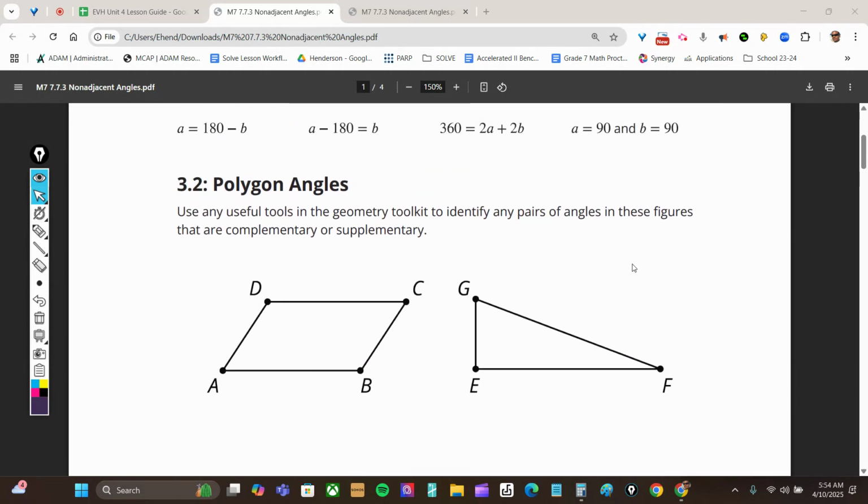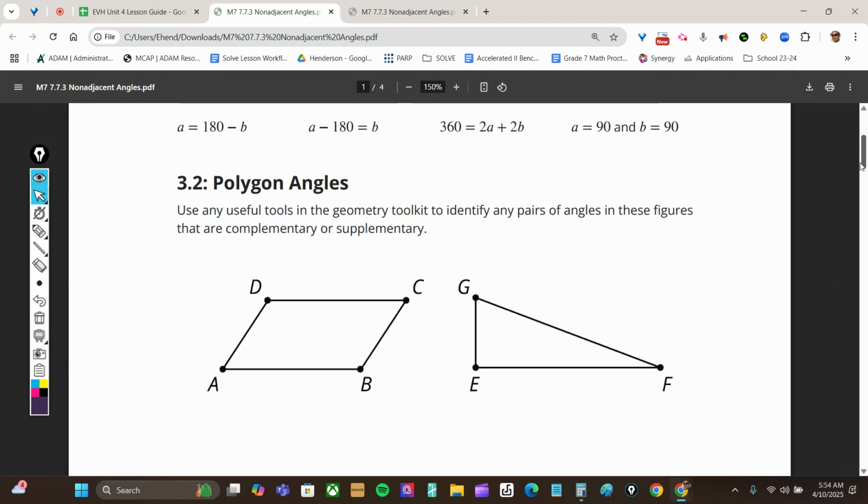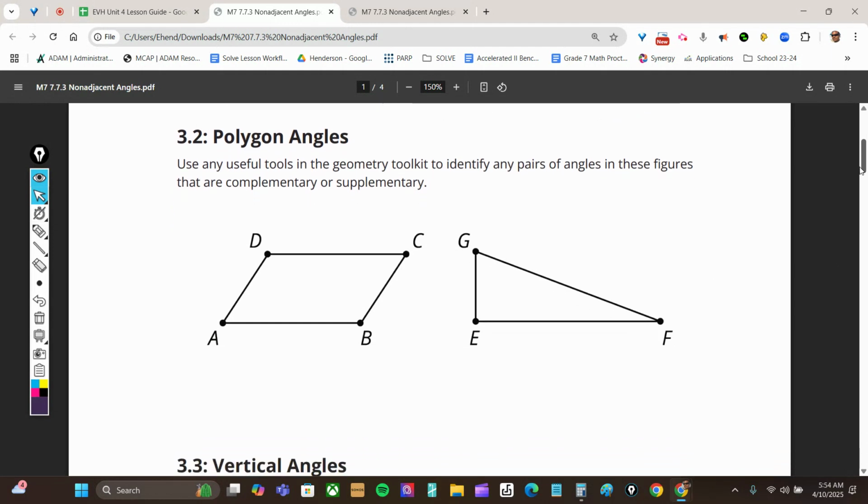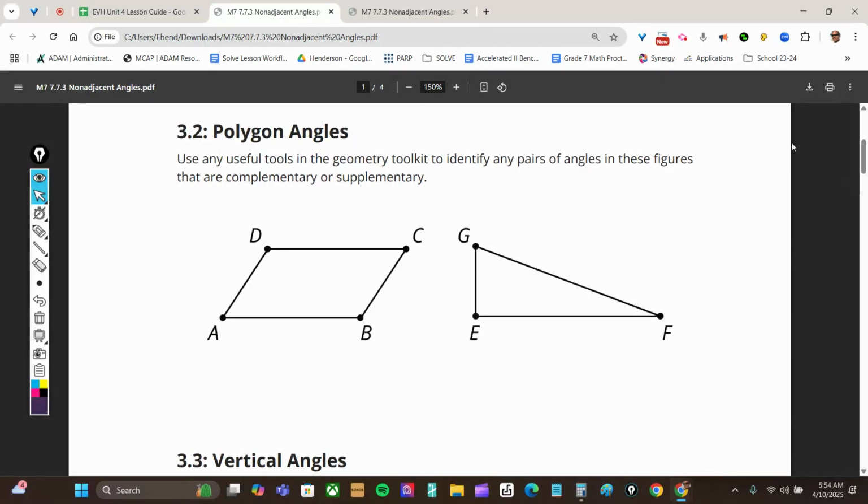It says use any useful tools in the geometry toolkit to identify any pairs of angles in these figures that are complementary or supplementary. So think about that for a second. Do you see any complementary, which equal 90, and any supplementary that equal 180?